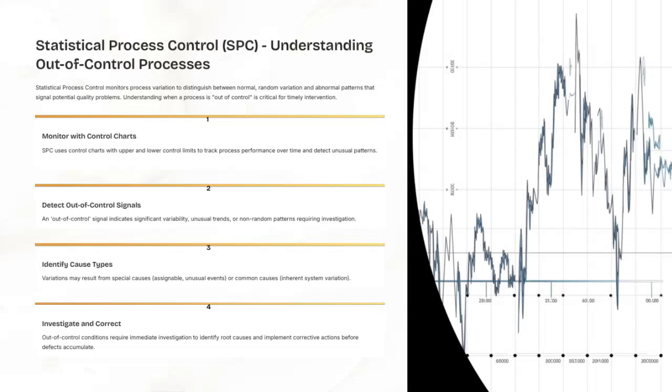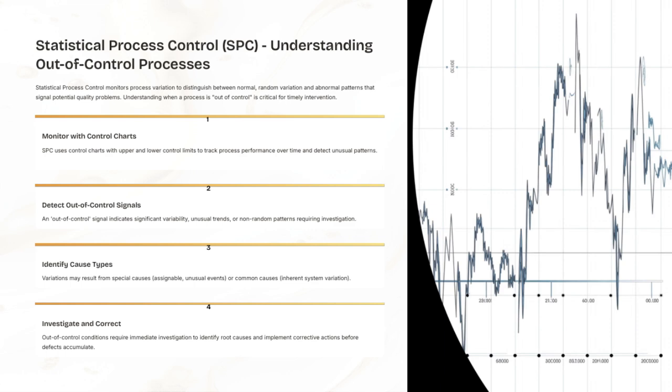Let's start by understanding that statistical process control, or SPC, is all about monitoring process variation to keep things on track. The key idea here is that we need to distinguish between normal, random variations and those unusual patterns that could indicate a problem. Recognizing when a process is out of control is crucial because it allows us to step in early and prevent defects from piling up.